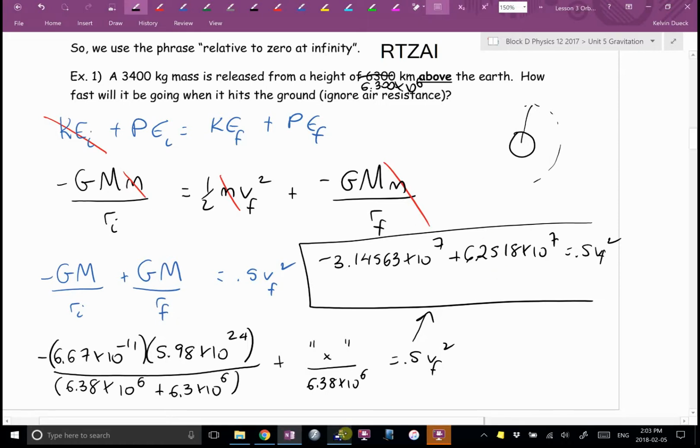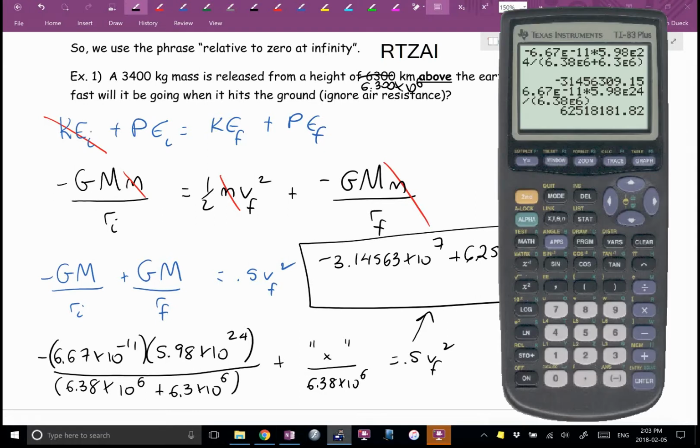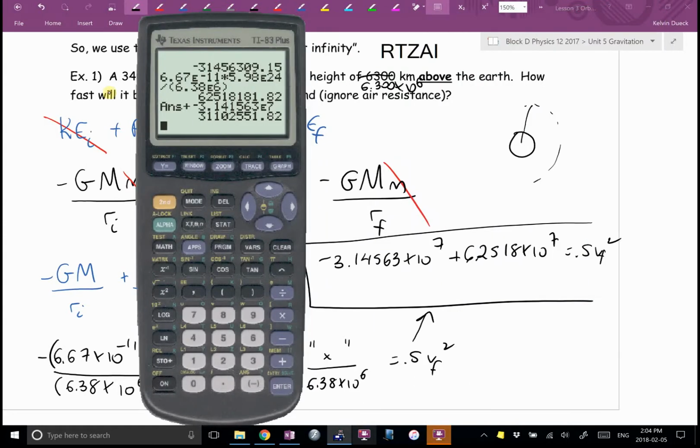So I now have, I think all of you hopefully have the 6.25 blah, blah, blah stored on your calculator. Plus negative 3.141563, scientific notation button 7. Yes? You wrote it down, didn't you? And I always go to 5 or 6 sig figs because that guarantees I'll be good to 3 sig figs for sure. That equals 0.5 v squared. I got 31102 blah blah blah. Yes? No? Yeah? Everybody matching me?